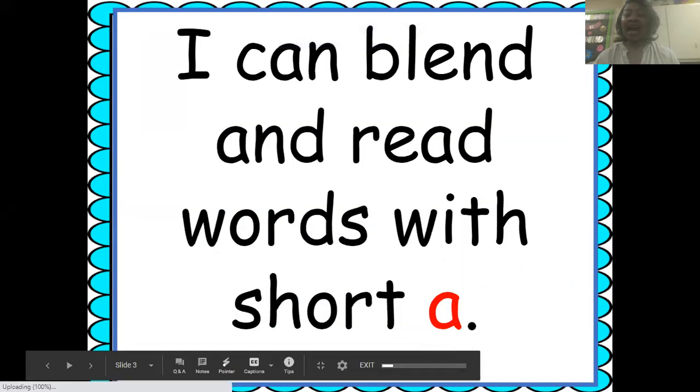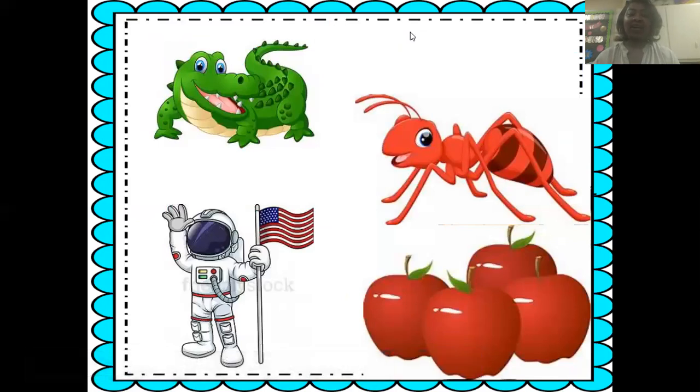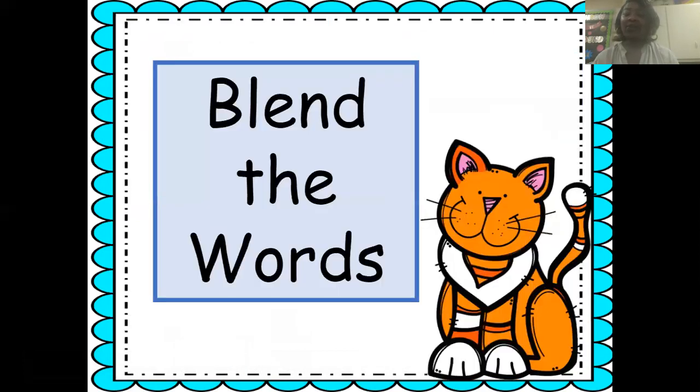Repeat after me. I can blend and read words with short A. This is the letter A. It makes the sound A as in apple. This is another example of words that have the short A or the A sound at the beginning. Ant, astronaut, alligator, apples. We're going to blend the words.